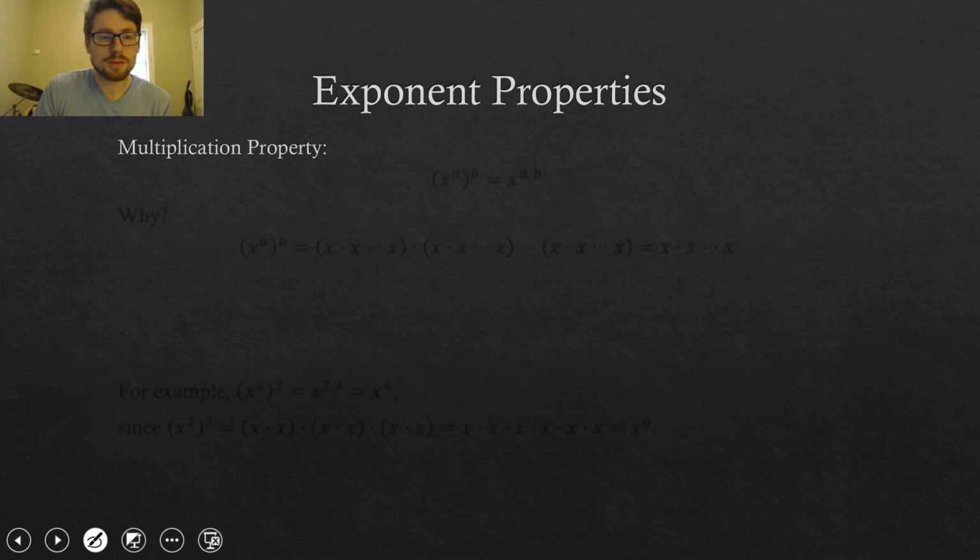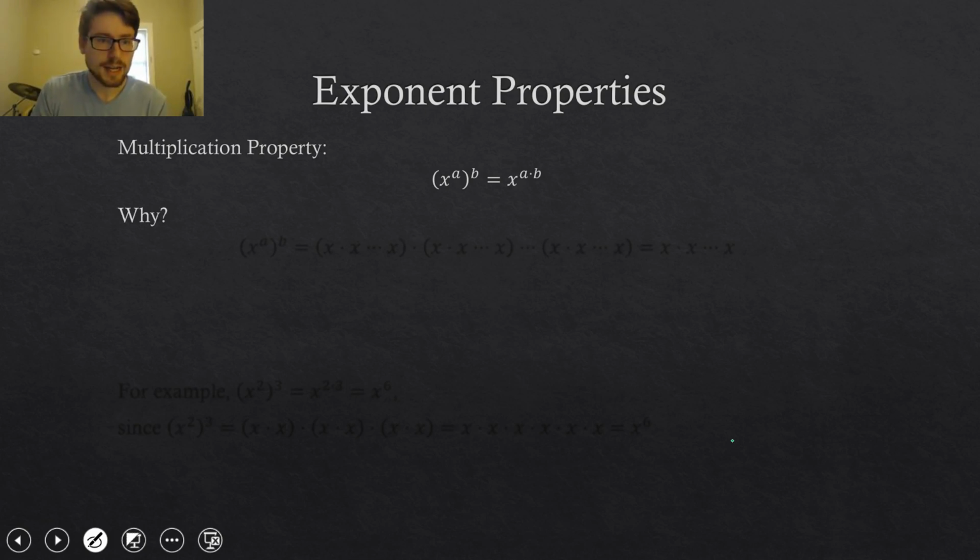Okay, the multiplication property is our next one we're going to look at. X to the a, to the b. So we raise the answer, x to the a, to the b power again. Well, the way we can do that more succinctly is to just multiply those two powers together and raise x to that. So x to the a to the b is equal to x to the a times b. And why is that the case?